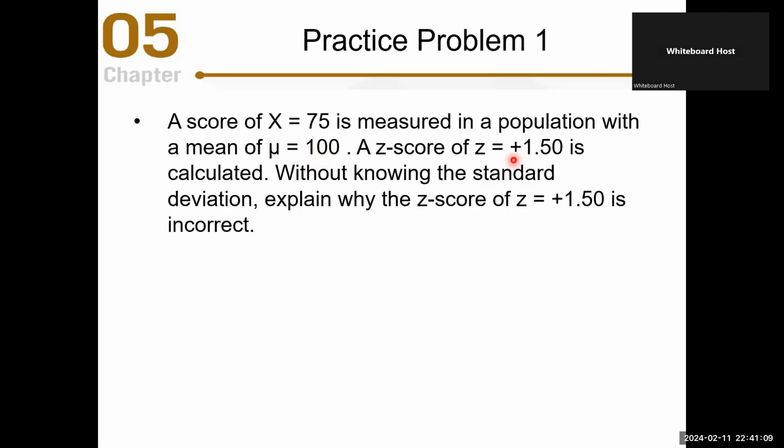Okay, so it says explain why the z-score of positive 1.50 is incorrect. It's incorrect because the value for your score is less than your actual mean. Since that's the case, we know that we should have a negative z-score and not a positive z-score. So without having to calculate the standard deviation, you would already know that this is incorrect because this z-score should be negative and not positive.